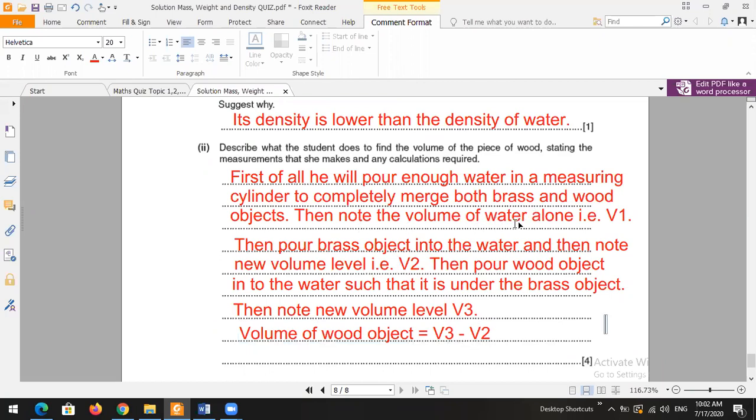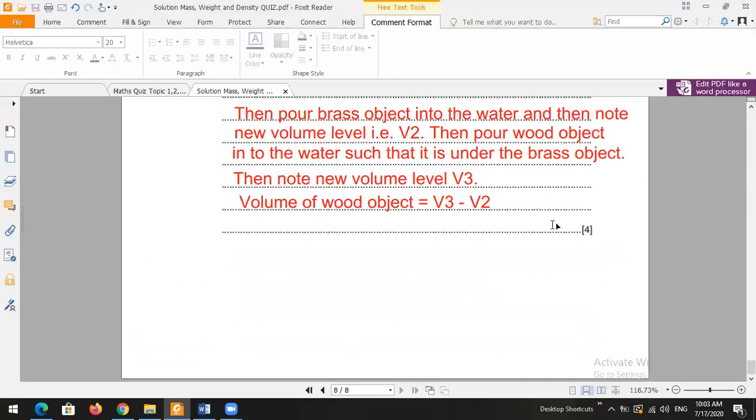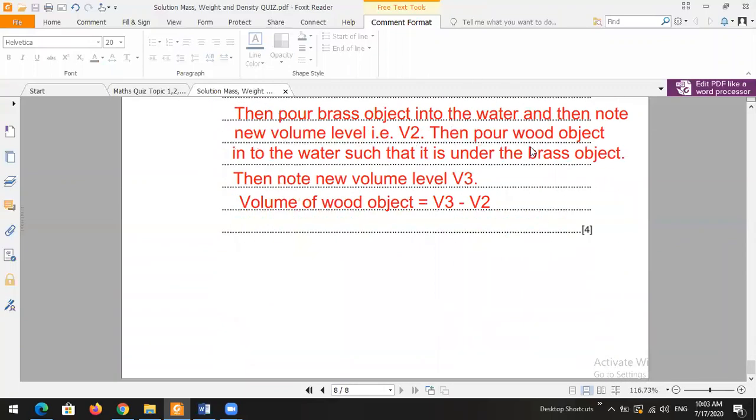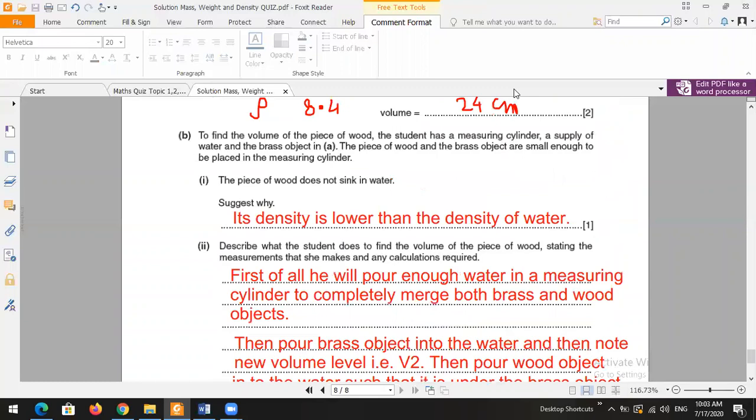So you can remove this as well. No need to use this V1. So this was the last question. So it is the end of this discussion.